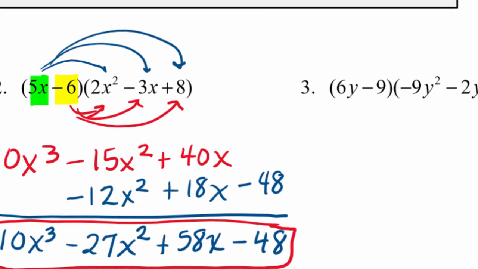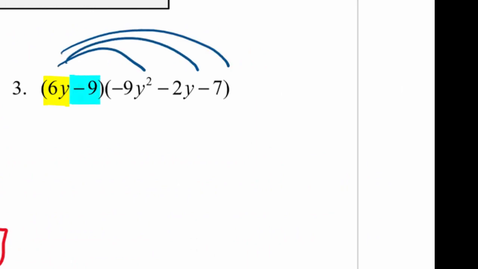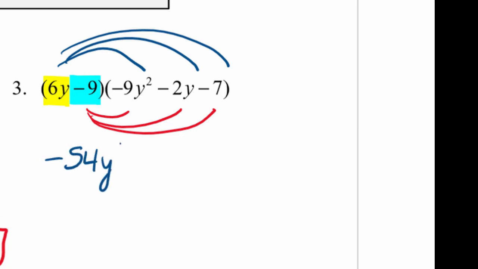And then here's our last one. We're going to distribute the 6y first. Then we're going to distribute the -9, all three terms, and kind of line up the like terms. So let's see, we have 6y times -9y squared, which is a -54y cubed. 6y times -2y is a -12y squared. 6y times -7 is a -42y.